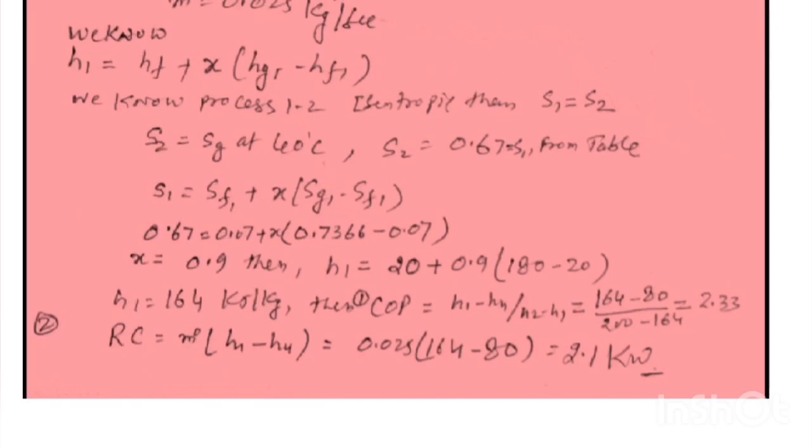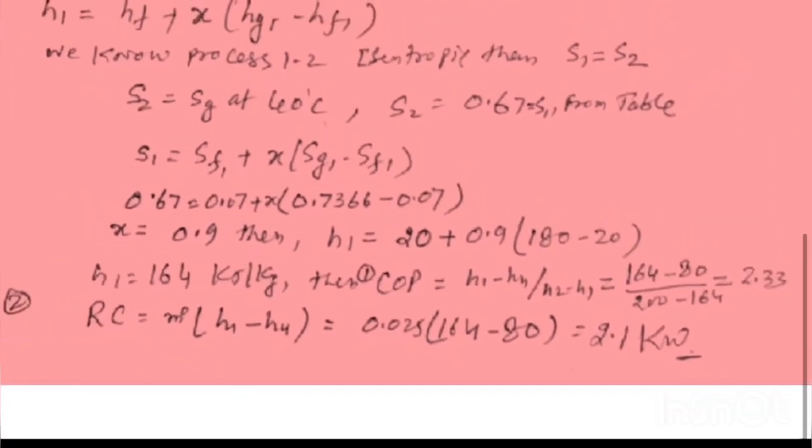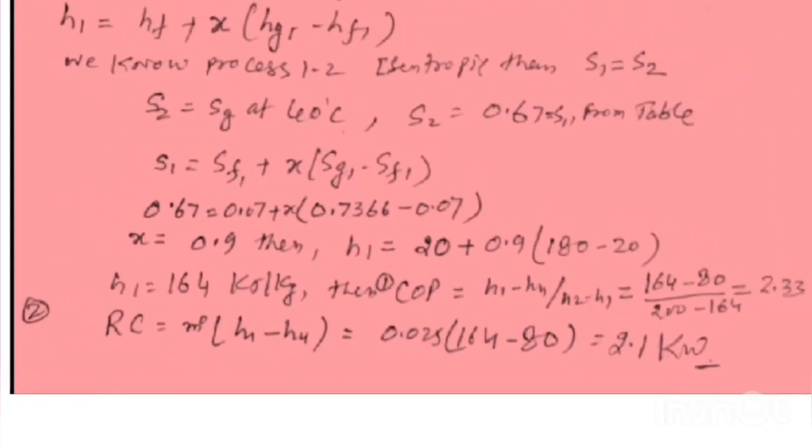Then we can find out H1. So H1 we got here is 164 kilojoule per kg. Then we can find out the COP because we know all the enthalpy terms. So here the COP comes to 2.33. Similarly, the refrigeration capacity, we know, is the mass flow rate multiplied by the refrigeration effect. So we put the values of enthalpy H1 minus H4 in this equation, and we get the refrigeration capacity as 2.1 kilowatts. So this is how we can solve this numerical.